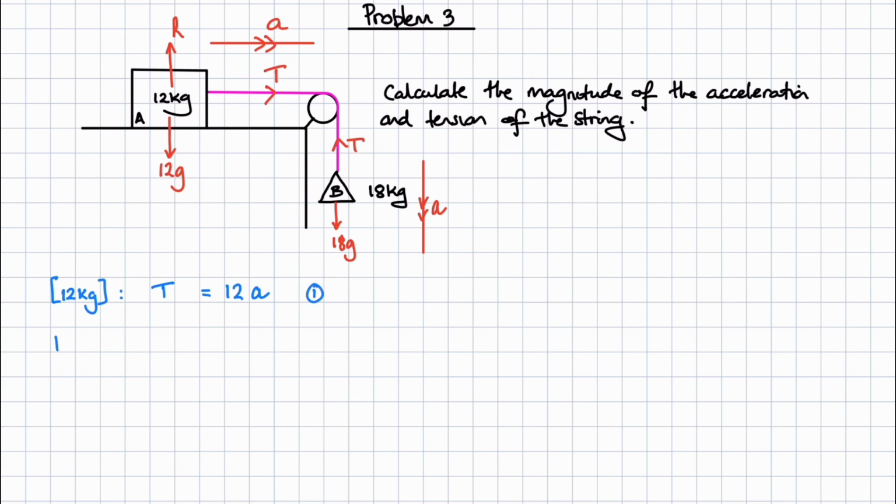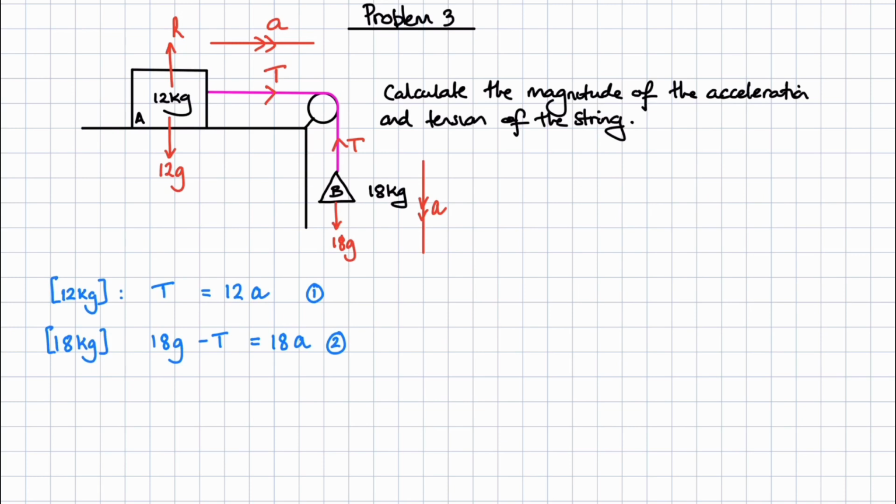Now if we move on to particle B and apply F equals ma, this particle is moving downwards, and here we've got 18g also acting in the downward sense, and we've got tension acting in the opposite sense. So the resultant force acting on particle B would be given by 18g minus T, and that's going to be equal to the mass of particle B, which is 18, multiplied by the acceleration a, and that's now labelled as equation number 2.